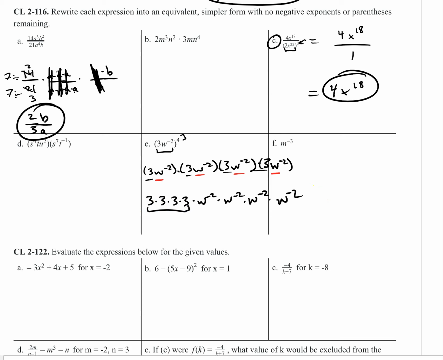Use a calculator. It's 81 times. And then when you multiply terms with the same base, the exponents add. So these all have the same base. If we add all the exponents, that's w to the power -8. And this has a negative exponent, so we cross the line and change the little sign. All right, and that's going to be 81 over w to the power 8.